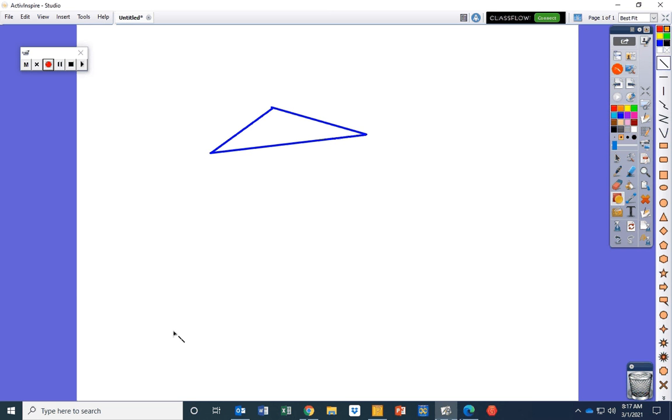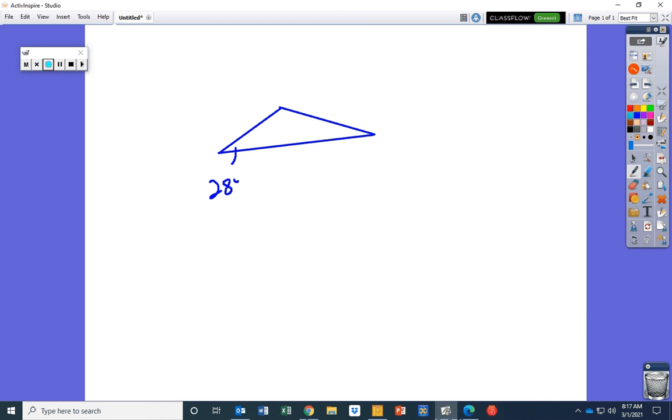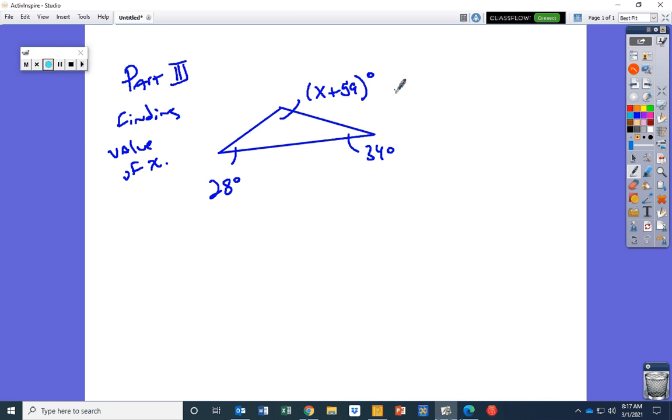Okay, let's say this one was 28 degrees. Yes, this is part 3. And this is finding the value of X. Let's say this is 28 degrees. Let's say this is 34 degrees. Let's say this one, all that I'm given is X plus 59 in parentheses degrees.